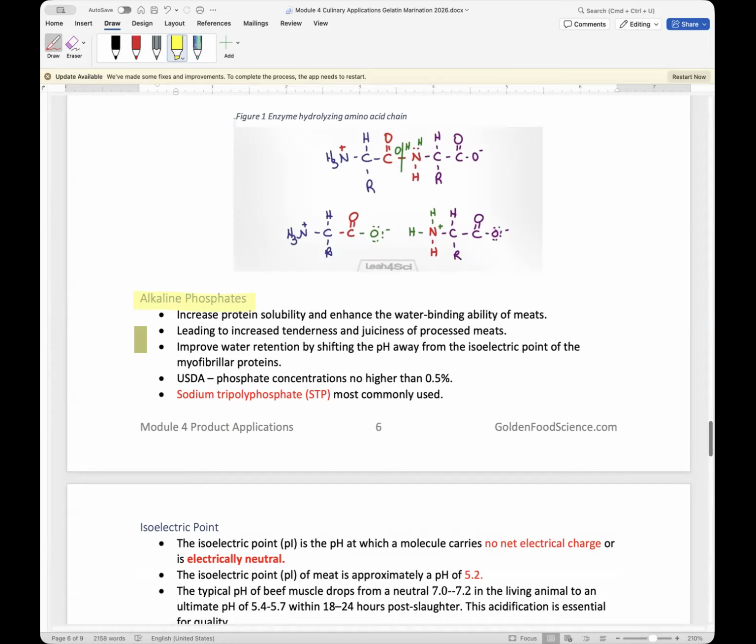That's right. So we look at the continuum. 7 is neutral. These things are alkaline or bases, which means they have a lot of hydroxide ions, versus the acids down here, which have a lot of hydrogen ions. That's the difference between an acid and a base.